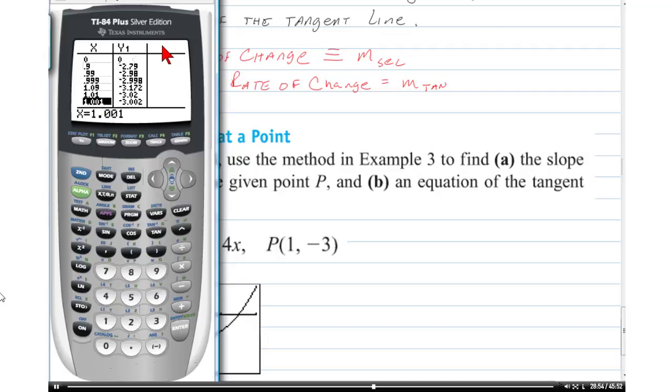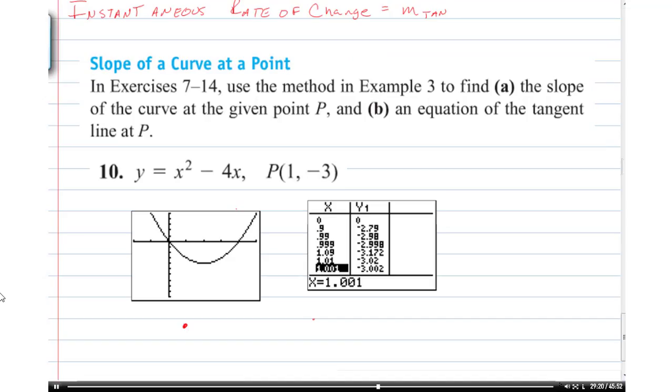What I need, though, is another column where I can calculate the slope, because I don't really want to know what the y value is doing. I want to know what the slope is doing. So what we need to do is create a table here. This is giving us several points so that we can see what is happening to the slope of the line. This column here, I need to have the slope of the secant line. But in order to get the slope of the secant line, I need a formula.